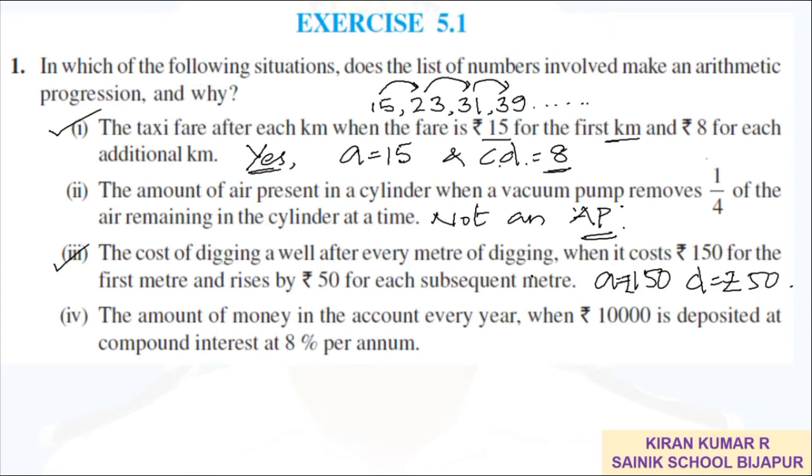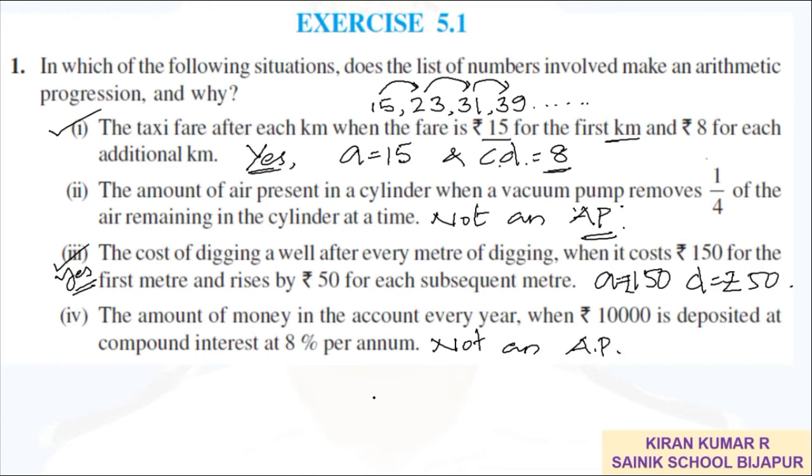So let me mention it here. Yes, for the third one. Look at the first statement. The amount of money in the account every year when rupees 1000 is deposited at compound interest at 8% per annum. I will say that it is not an AP.